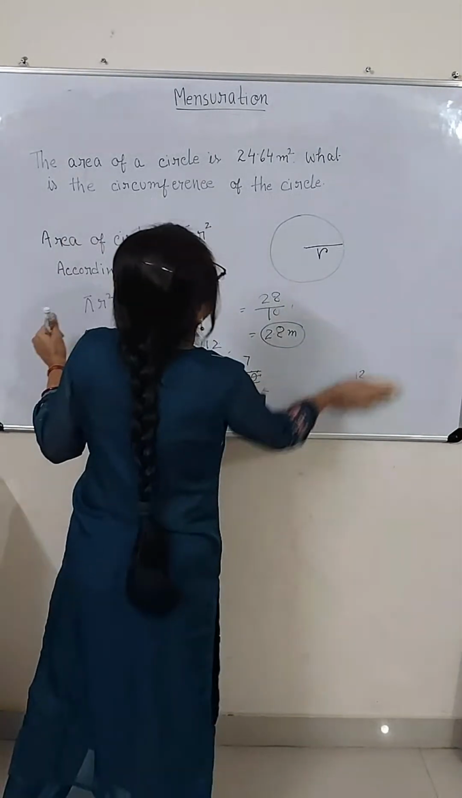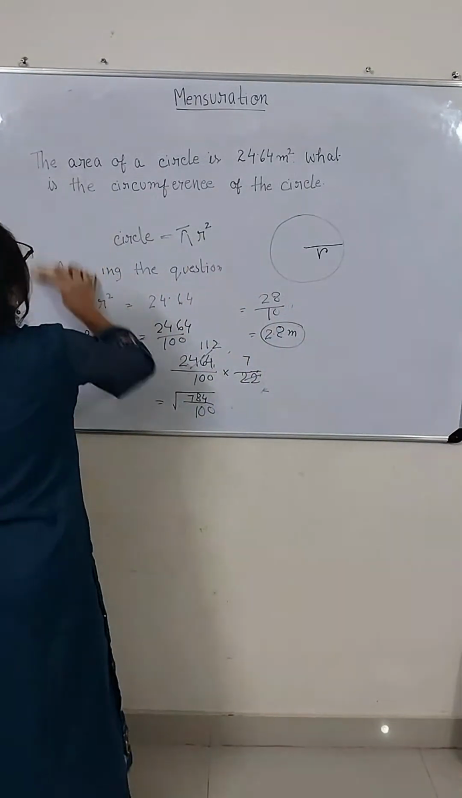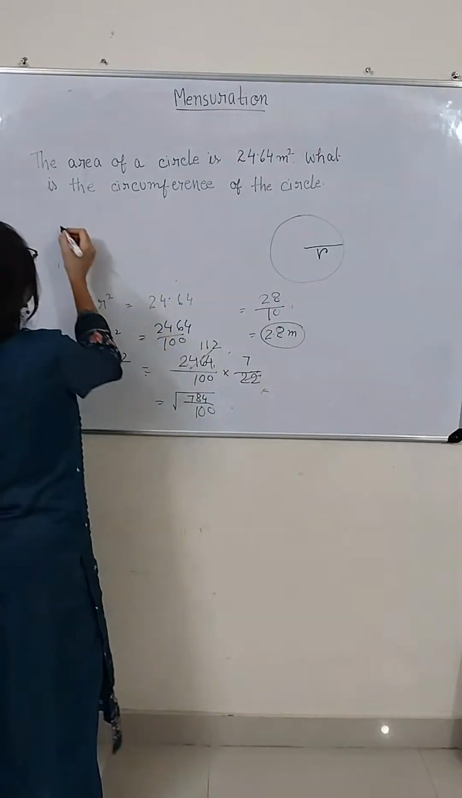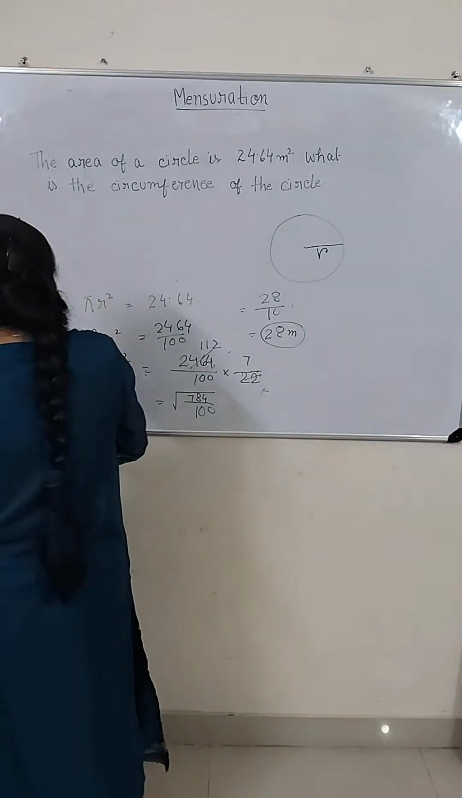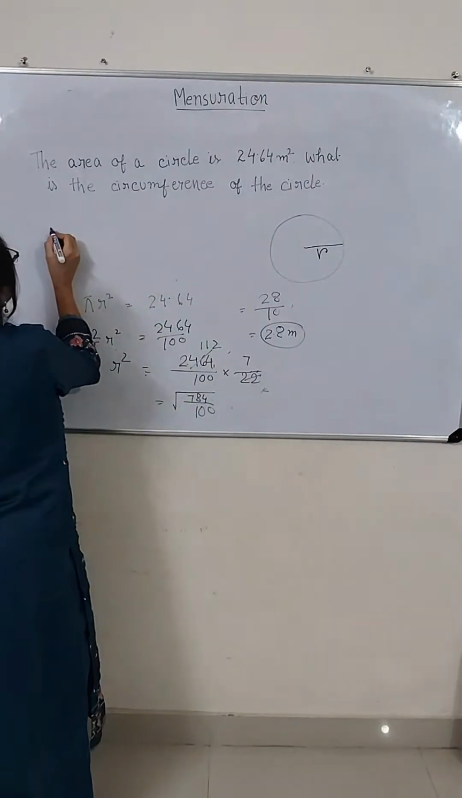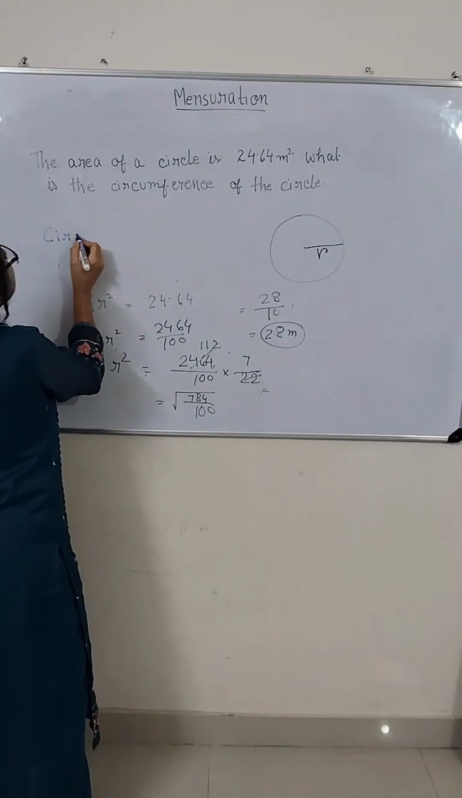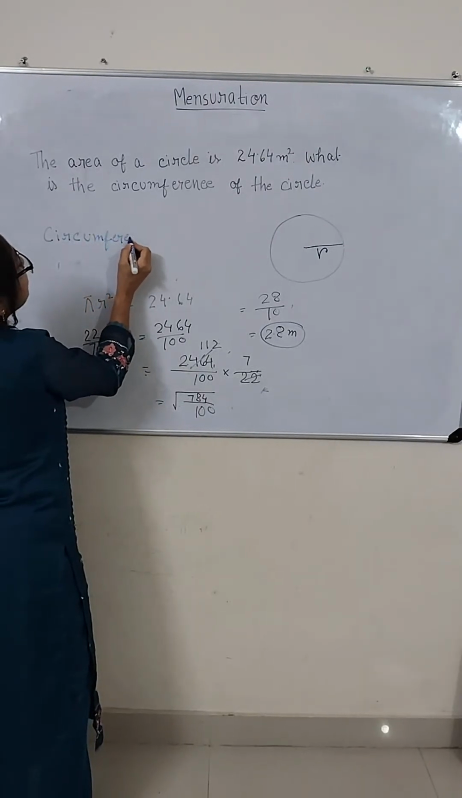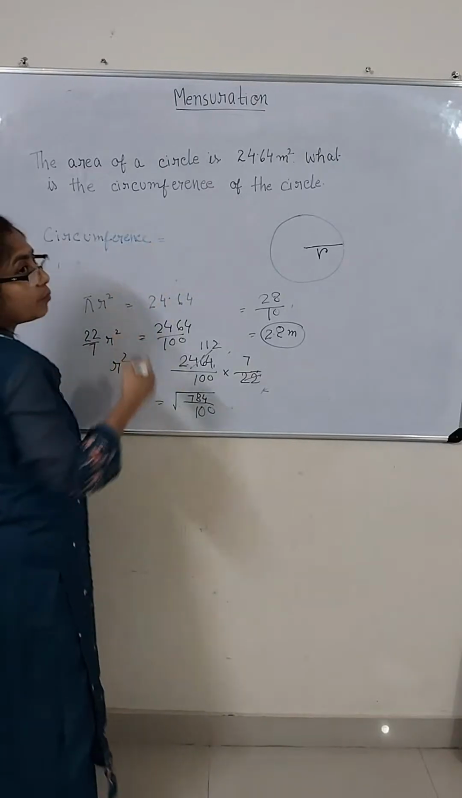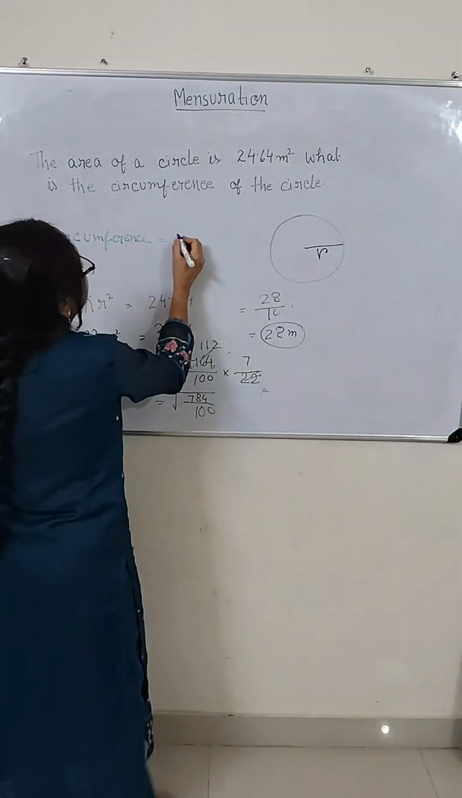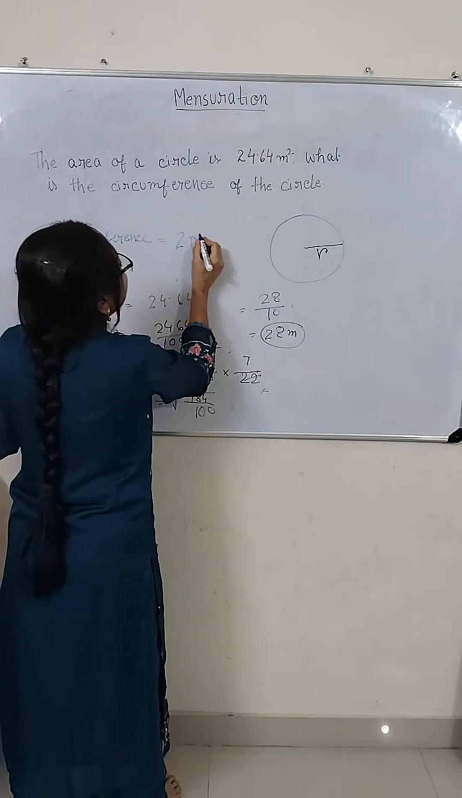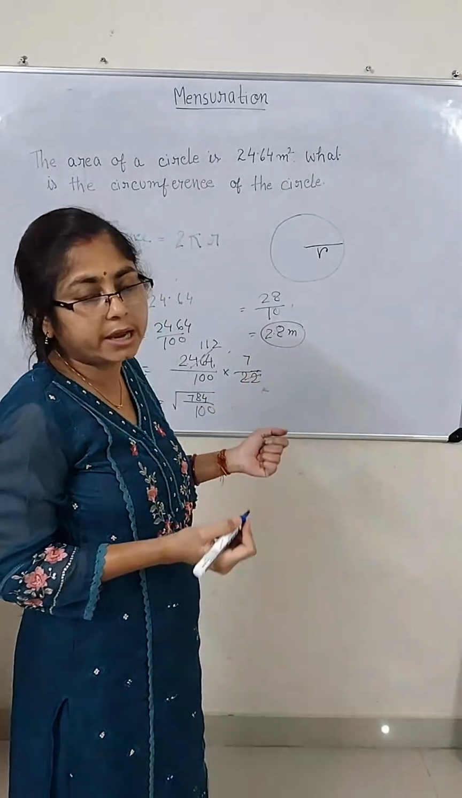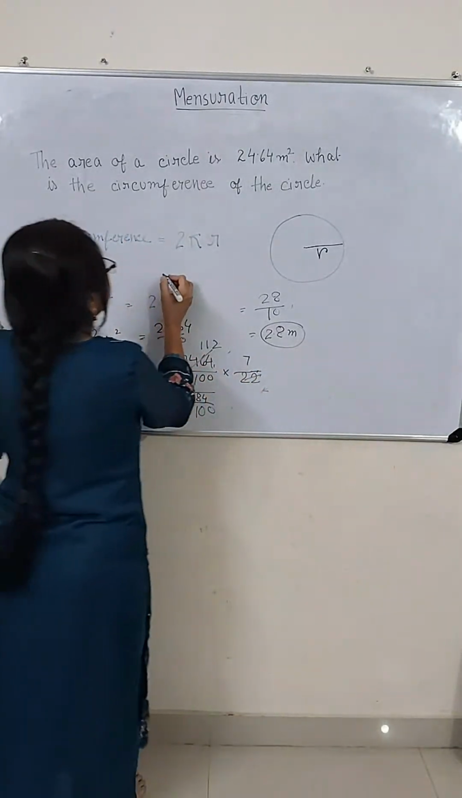After that, what am I doing? Now, circumference. I need the circumference. What's the formula of circumference? 2 pi r. I know the value of r, it is 2.8. So I put the values.